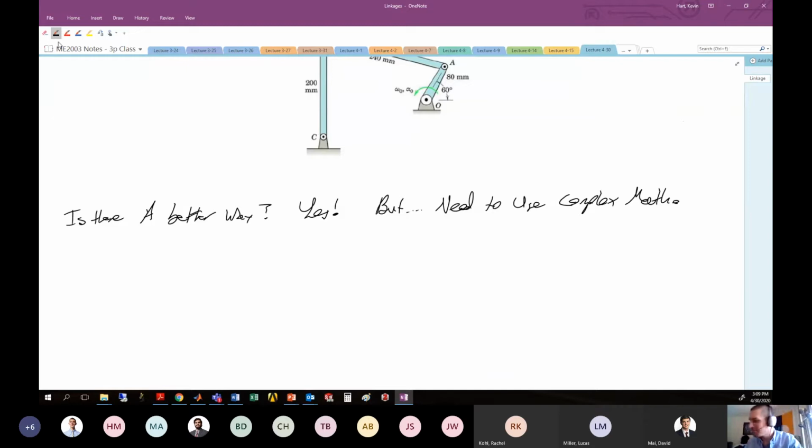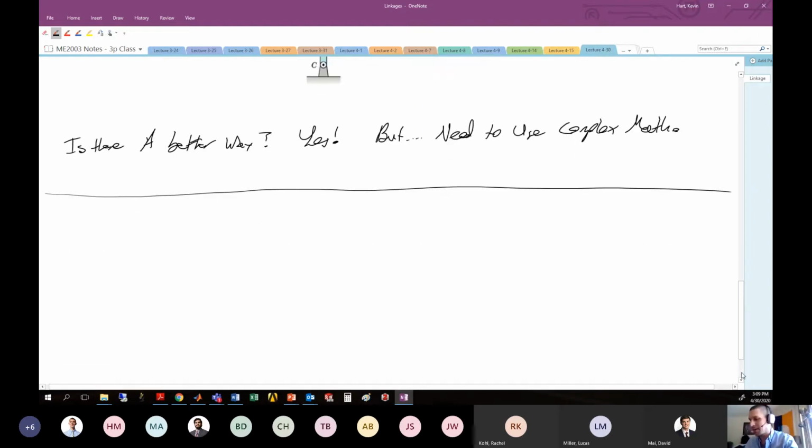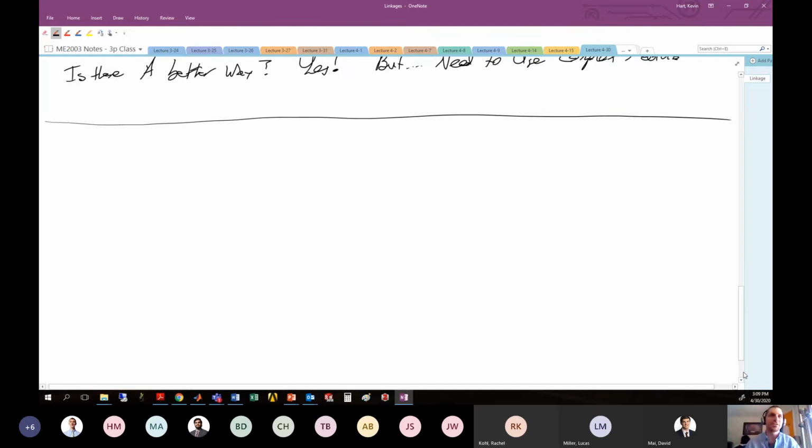Don't put yourself down. Is there a better way? Yes, but we need to use complex numbers. So let's refresh ourselves on complex numbers, and then let's dive in on how we might use complex numbers to represent positions, velocities, accelerations. Did you do that in 201? Probably not. I don't think you represent position vectors and velocities in 201. Okay. Enough jibber jabber. Let's go.